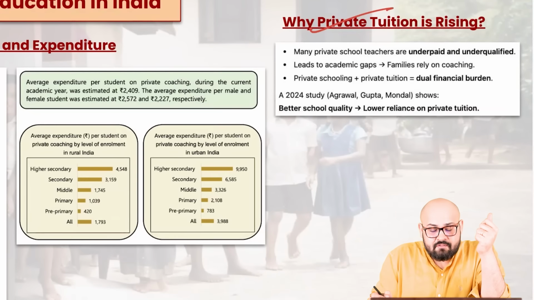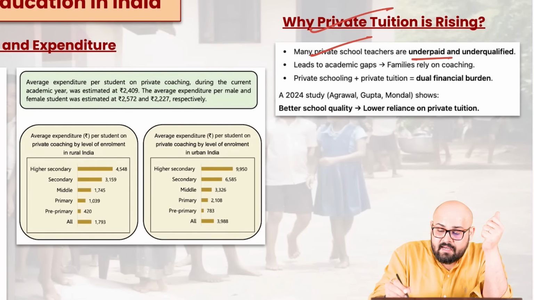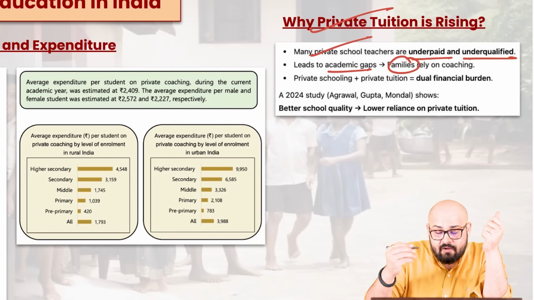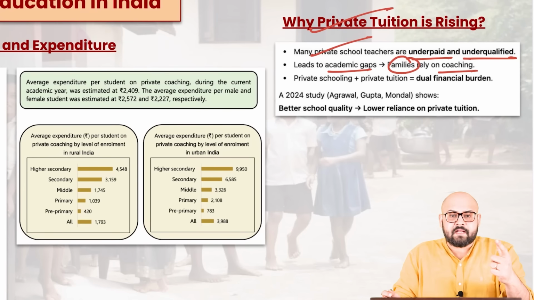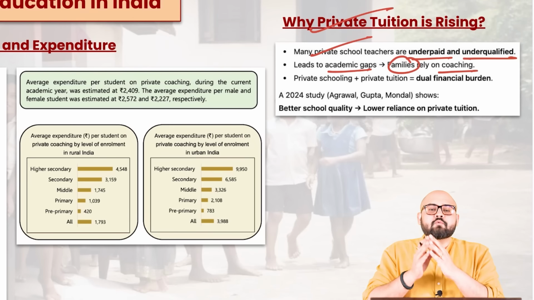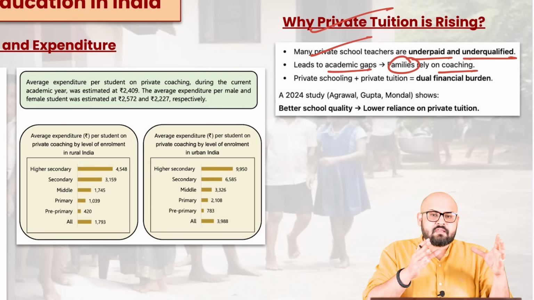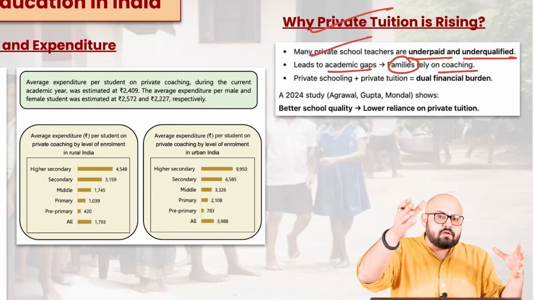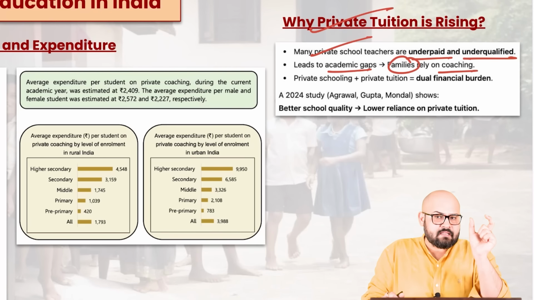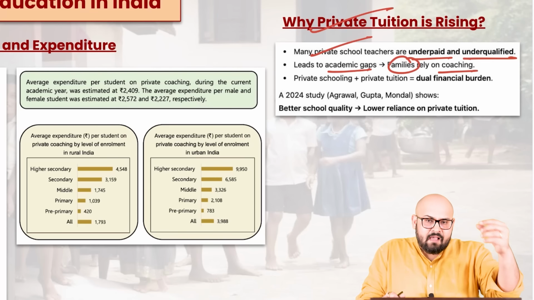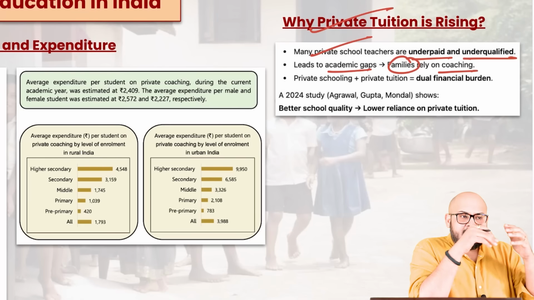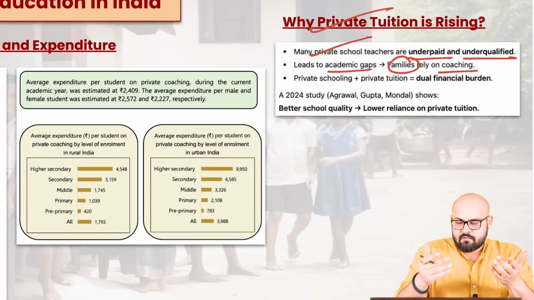Why is private tuition rising? Many private school teachers are underpaid and underqualified, which leads to academic gaps, and families think they can rely on the coaching aspect. So the gaps are with respect to the understanding of different concepts. Many times what we see is that children go to school, and in the classes there are a lot of children. So teachers are unable to focus on each and every child. Because of that, gaps develop in the understanding of the concepts of these students. As a result, parents send their children to these private institutes where they are taught individually, on a one-to-one basis, right?